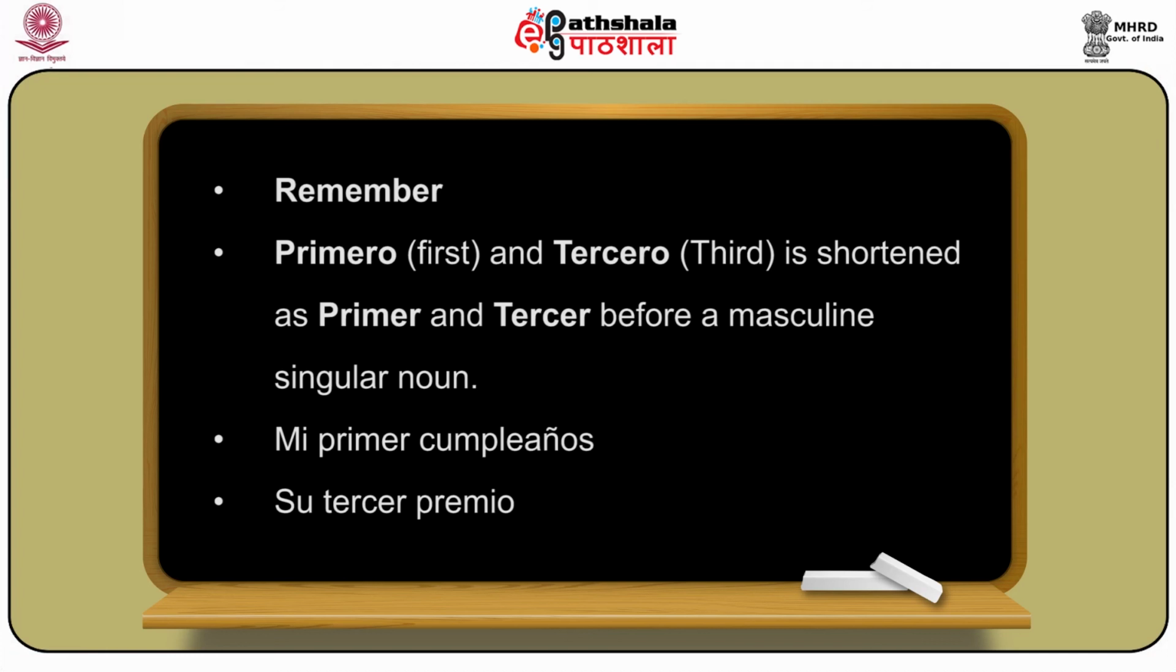Or if we want to say his third prize, the prize is a premio in Spanish, which is masculine singular. So if you want to say his third prize, it will be su tercer premio. So primero and tercero will lose its O when it comes before a masculine singular noun.